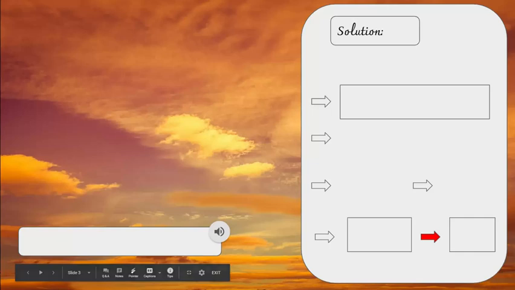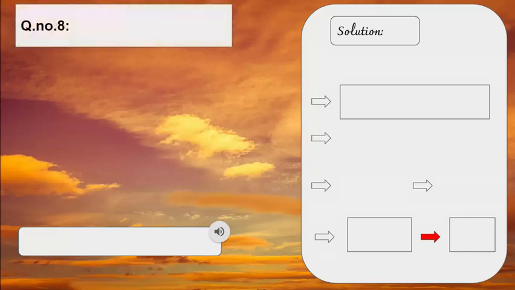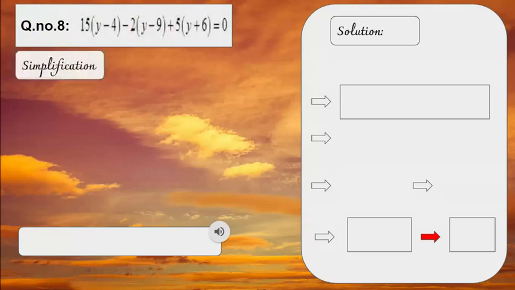Now question number 8. 15 into (y minus 4) minus 2 into (y minus 9) plus 5 into (y plus 6) is equal to 0. Here you can see that the variable is there only on the left side. Right side nothing is there, isn't it? So first we can simplify the left side. So here we are simplifying separately.